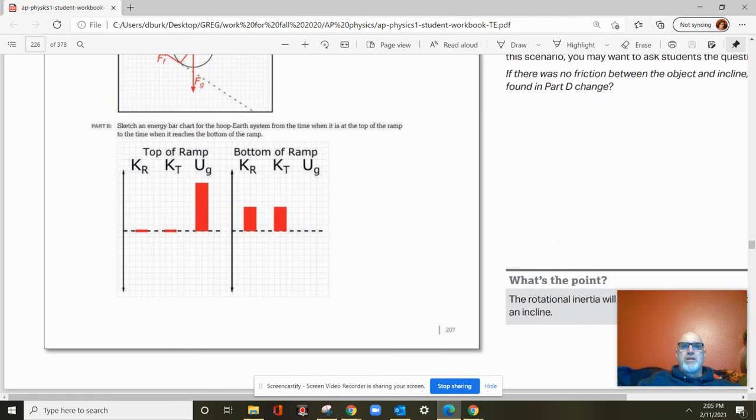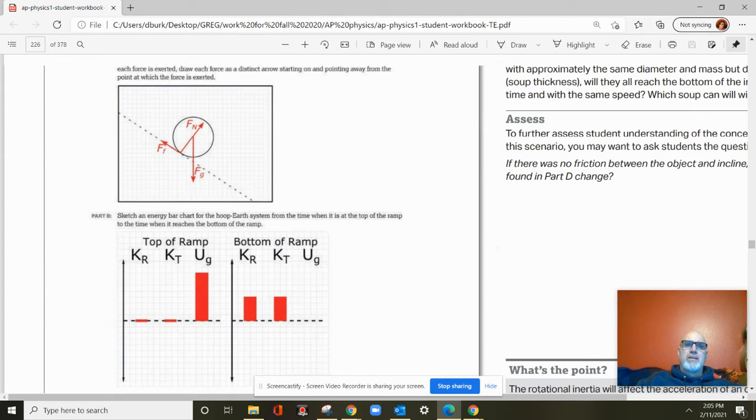Sketch an energy bar chart for the hoop-Earth system from the time when it's at the top. At the top, it's all potential energy due to gravity. You can see that, so that bar's filled in. And at the bottom of the ramp, it's got two kinds of kinetic energy, and they're showing that each one is even Steven kinetic energy.